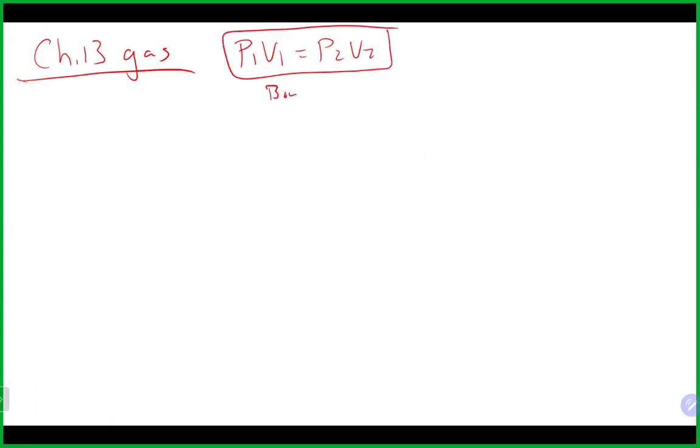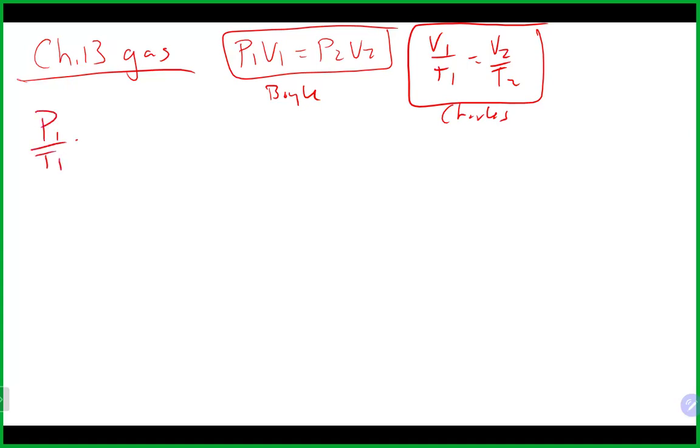All right, so chapter 13, we're talking about gases and gas laws. And remember, we have a number of gas laws that we talked about. We had Boyle's law, P1 V1 equals P2 V2. We had Charles' law, V1 over T1 equals V2 over T2. We had Gay-Lussac's law, P1 over T1 equals P2 over T2.